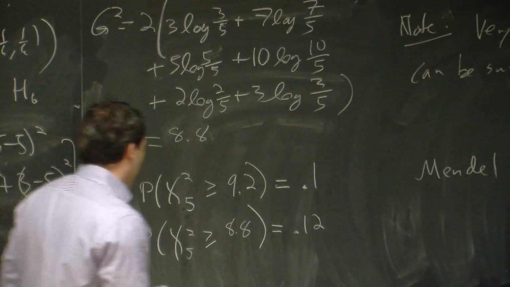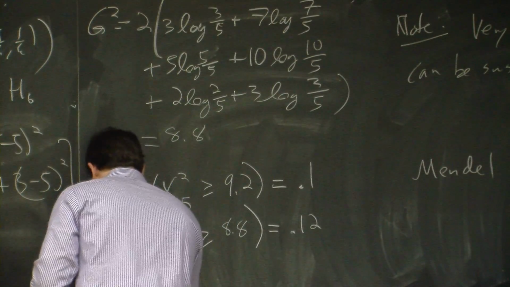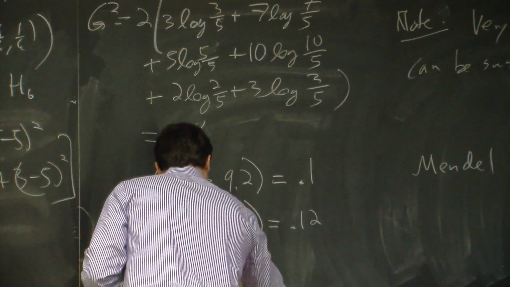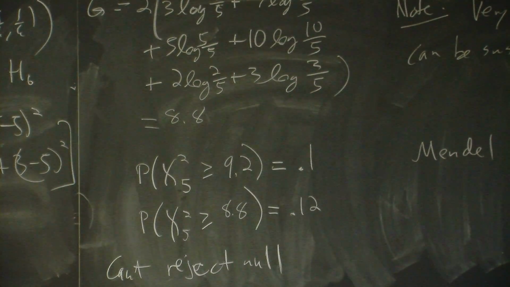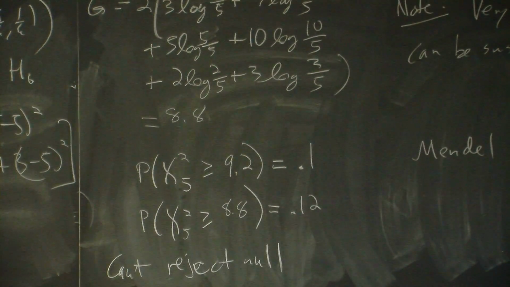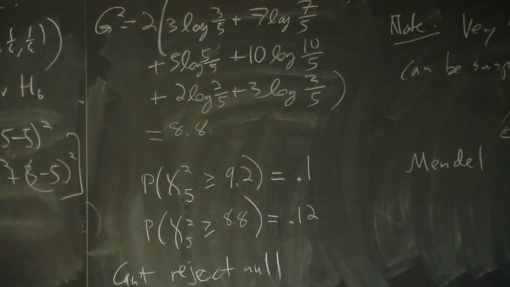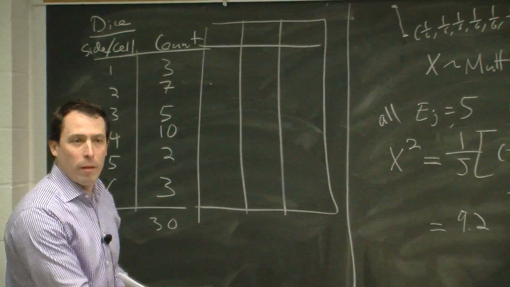Okay, so those aren't very significant p-values. So this says you can't reject the null. From doing this experiment based on this hypothesis test, we can't tell; it doesn't provide evidence that the die is not fair. Okay.